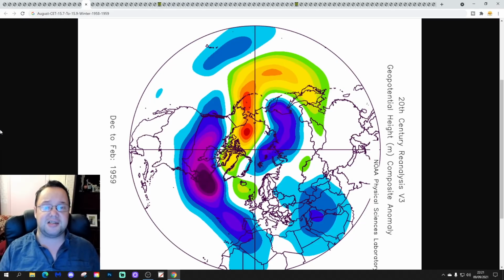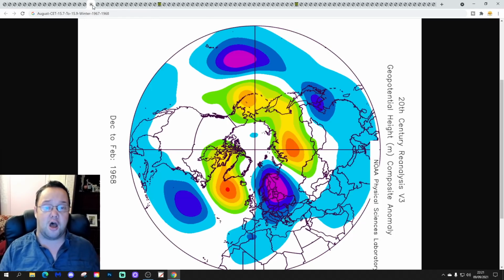The next winter is 1958, 1959. This one with above average heights up towards Iceland, below average heights out to the west. That's a cold January in 1959. Otherwise, the rest of the winter is not overly cold. Then we've got 1967, 1968, following an August CET range of 15.7 to 15.9.